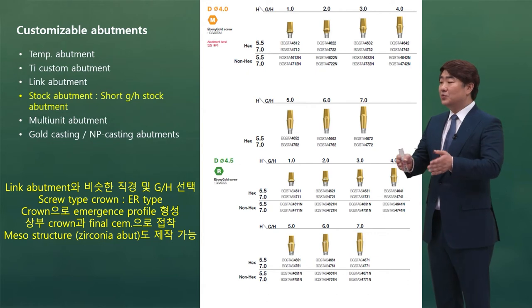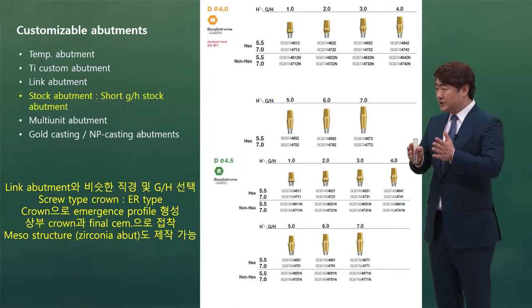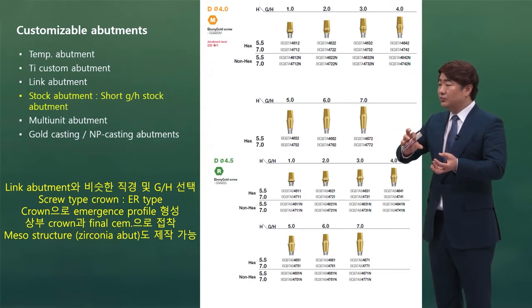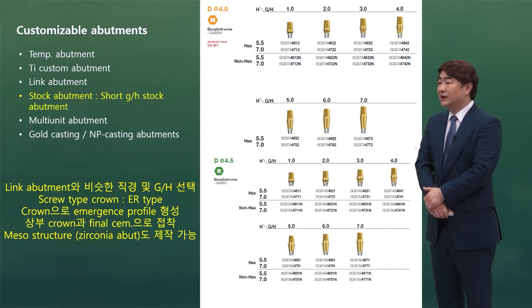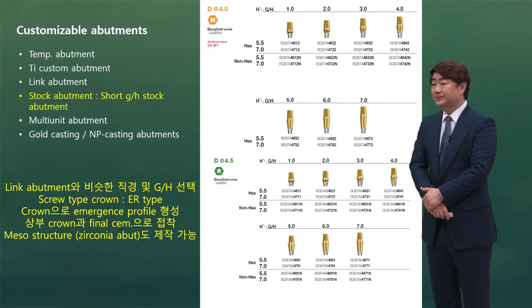For the link abutment, the gingiva height is 1 to 3, and the diameter starts from about 4.5. So the gingiva height is about 1, and the diameter is 4.5, and a stock abutment of that size is used. On top of that, the crown, including running room, is designed and put on the stock abutment, and then, like the link abutment, of course, you have to use final cement. Then it can be used like a screw type temporary, as if it's a link abutment. And theoretically, on top of a stock abutment, you can create a mesostructure, but mostly we don't really do that. But in temporary, it's actually very much possible.